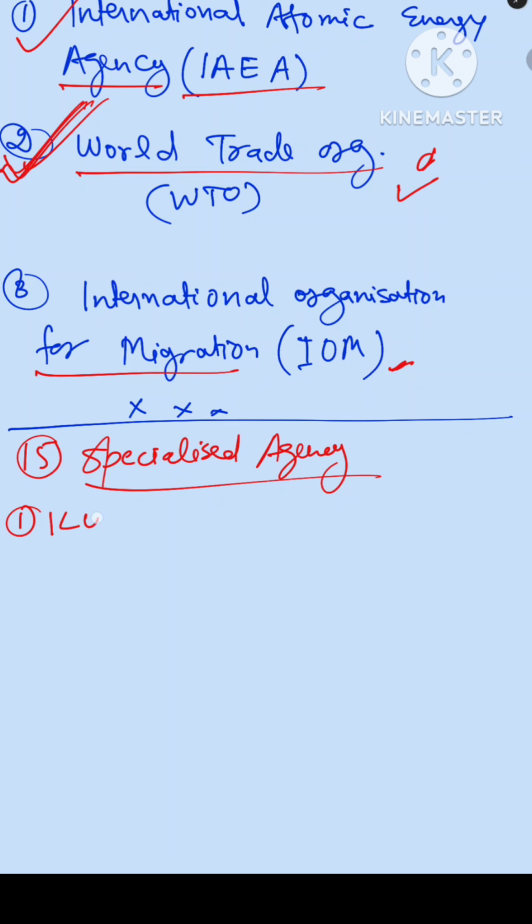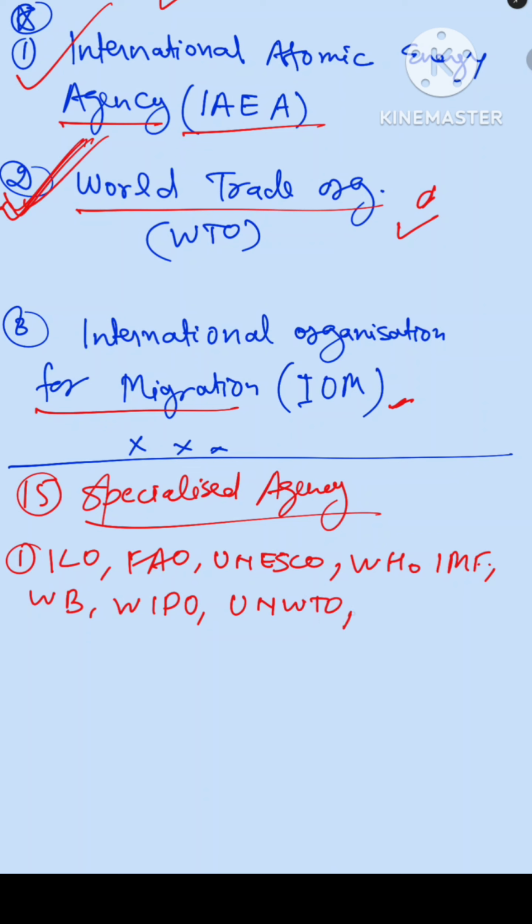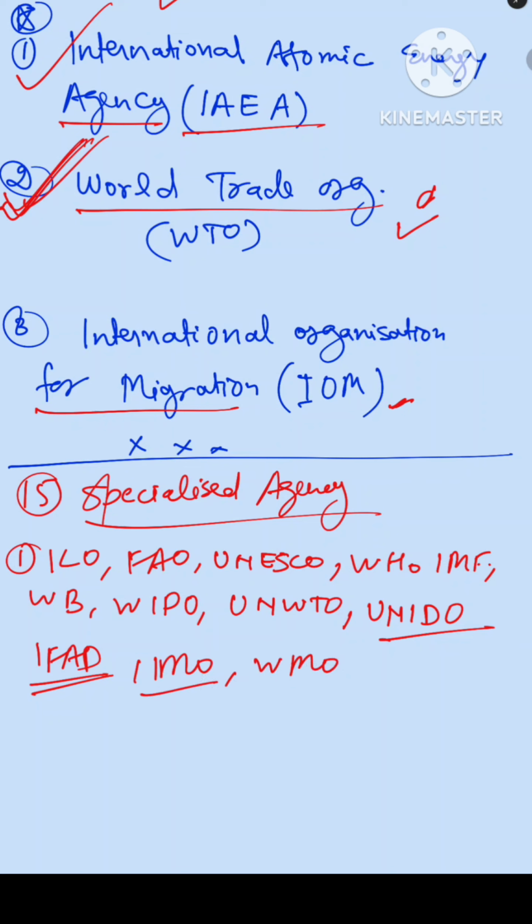Like ILO, FAO, UNESCO, not UNICEF. UNICEF is a funds and programs organization. WHO, IMF, World Bank, WIPO, United Nations World Tourism Organization, UNWTO, and United Nations Industrial Development Organization, and IFAD, the International Fund for Agricultural Development, and IMO, the International Maritime Organization. Its headquarters is in London. And WMO, the World Meteorological Organization. Its headquarters is in Geneva.